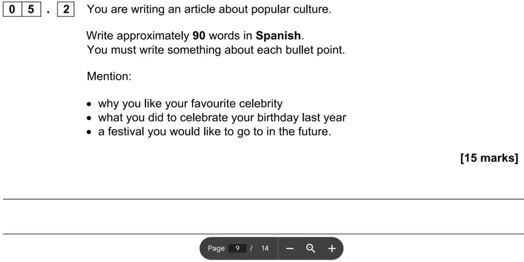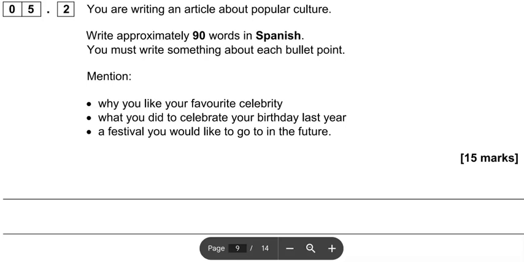So think about what you're going to include in terms of why you like your favourite celebrity. So choose a celebrity. Ideally, it doesn't really matter, but you could choose a Spanish speaker. So Shakira is obviously a good one. Rafa Nadal is another good one. Bad Bunny is now really, really super famous. And then you could say why you like those different people.